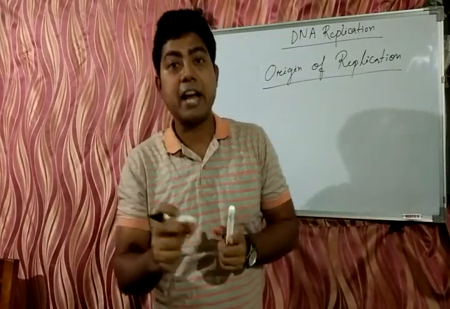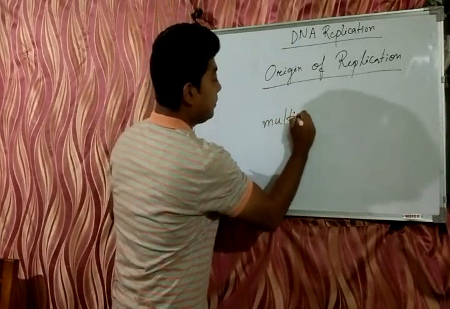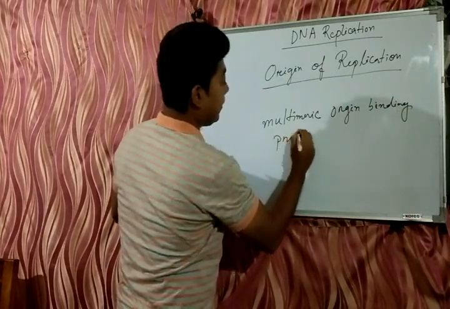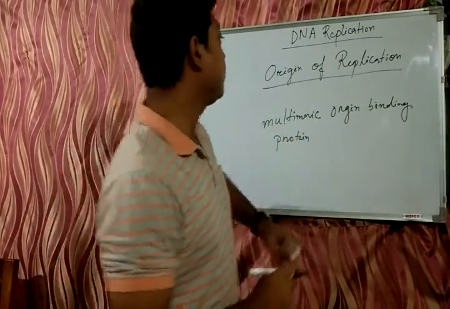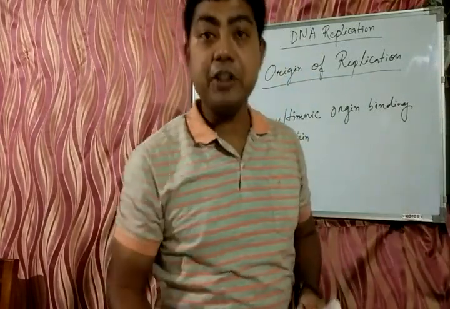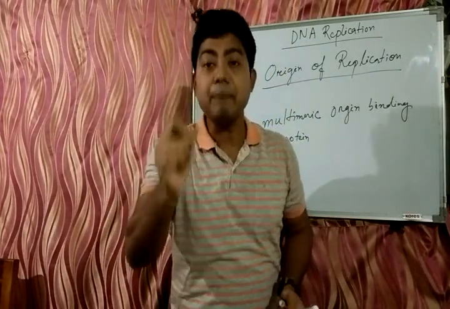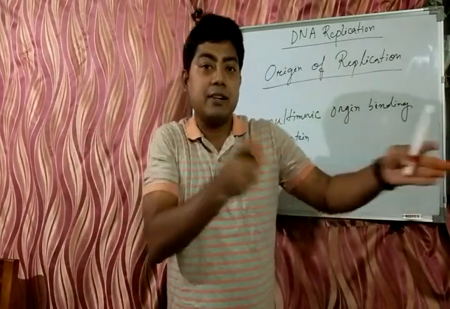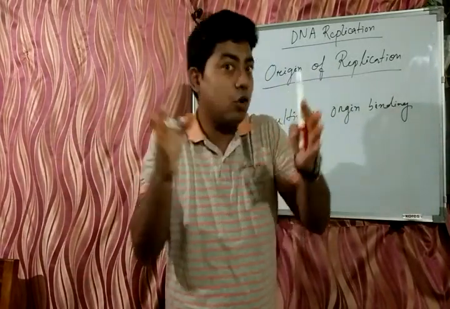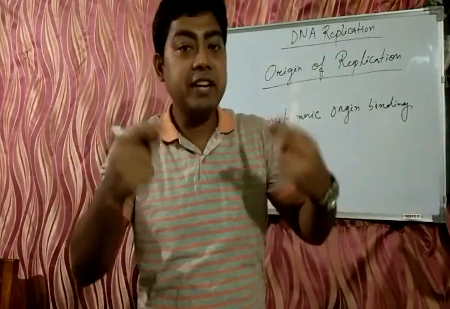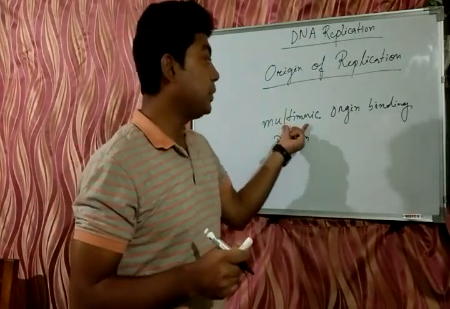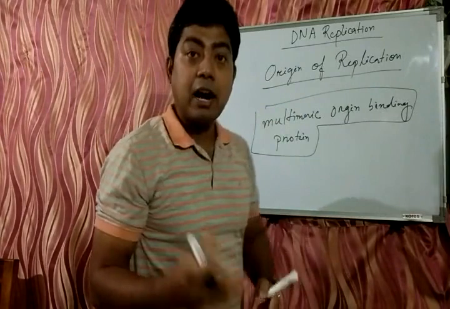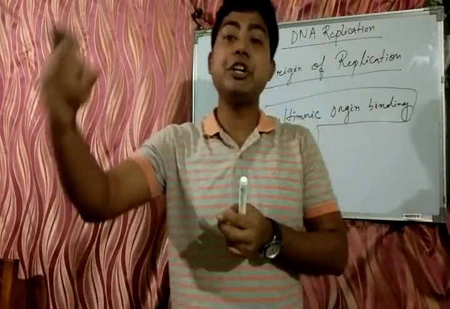These can be recognized by some multimeric origin binding proteins. That means the point from where replication starts is called the origin of replication. Some identification marks are there. Some repetitive DNA segments are generally present in those origin points, and because of that, these repetitive segments can be recognized by multimeric origin binding proteins. These proteins help other proteins or enzymes to initiate DNA replication.